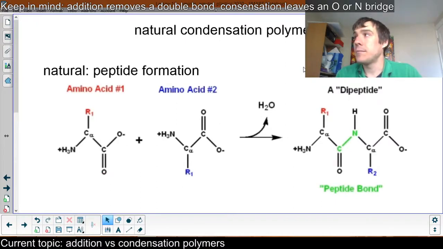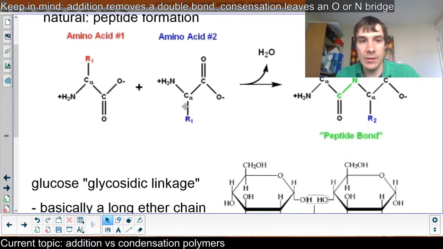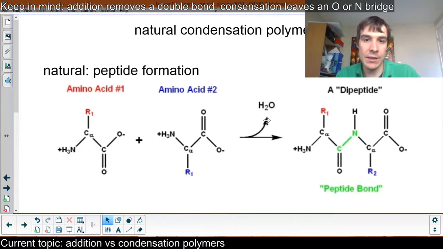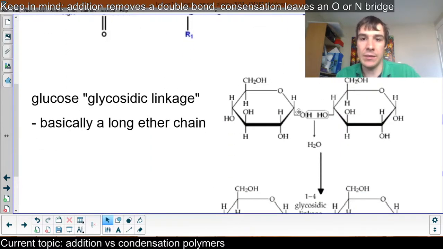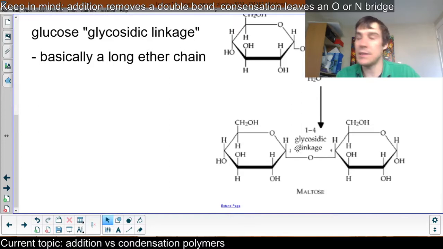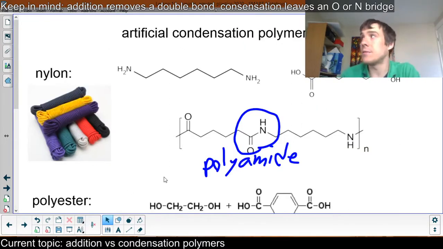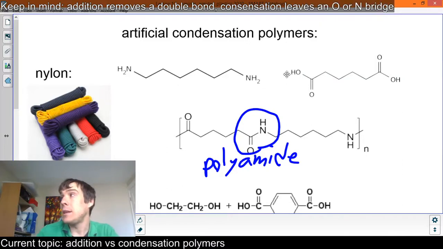The other type of polymer is condensation polymer. Those ones are created by condensation reactions. So proteins are an example of a natural condensation polymer. Glucose makes a bunch of ethers, glycosidic linkage. And so a lot of artificial or natural polymers are condensation polymers. Here's nylon. We already covered it, but it's an amine and a carboxylic acid, so you get this polyamide.